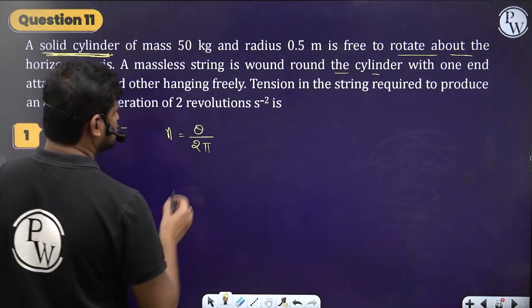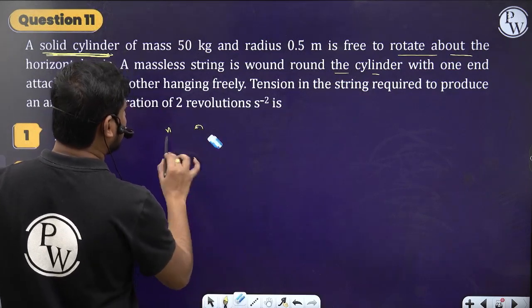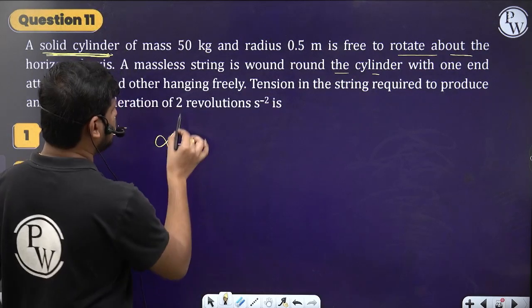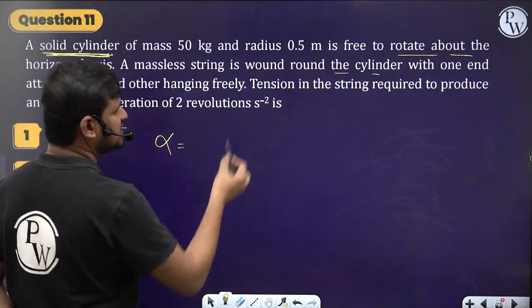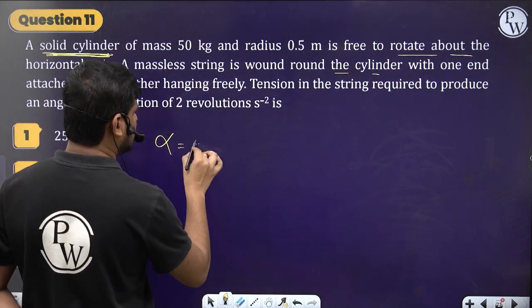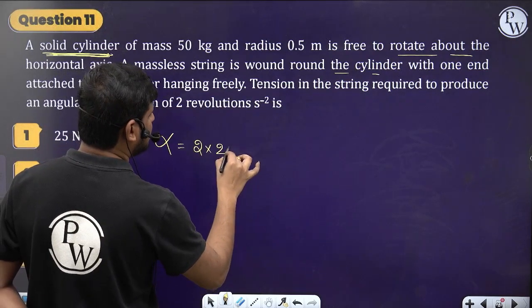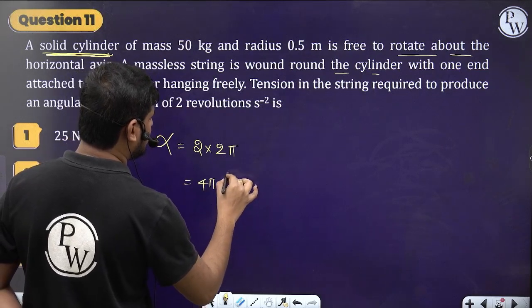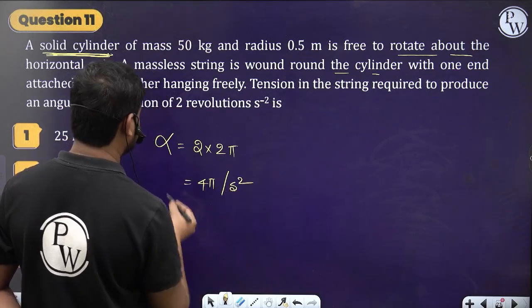So from here, what is the total angular acceleration alpha? Alpha is given as 2 revolutions per second square. For 1 revolution it's 2 pi, right? So for 2 revolutions it will be 2 into 2 pi, which is nothing but 4 pi per second square. So alpha we got.